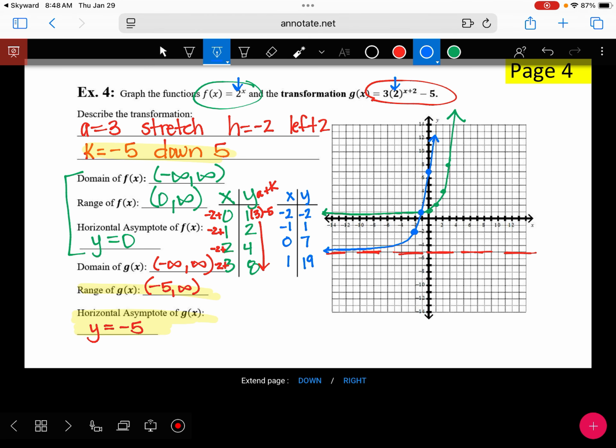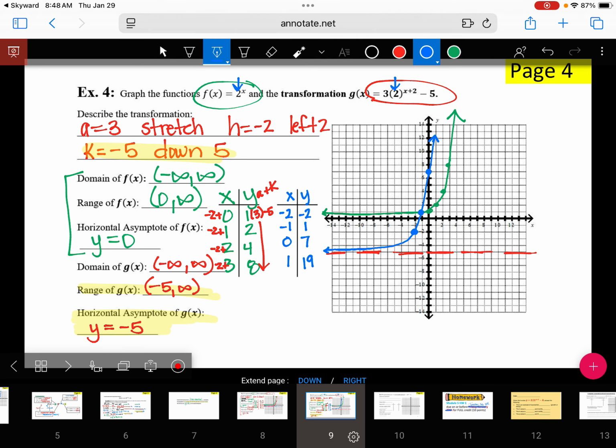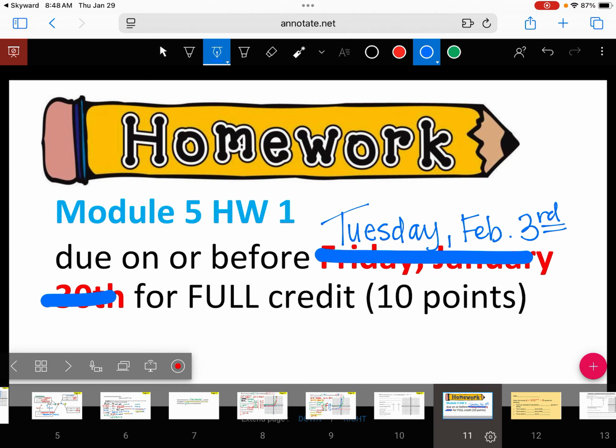So we're going to practice this some more tomorrow. I know we haven't had school in 5 days, so we've got to get kind of back into it. Can you write on Homework 1 that your homework is due on Tuesday? Homework 1, Module 5, Homework 1 is due Tuesday, Tuesday, February 3rd.